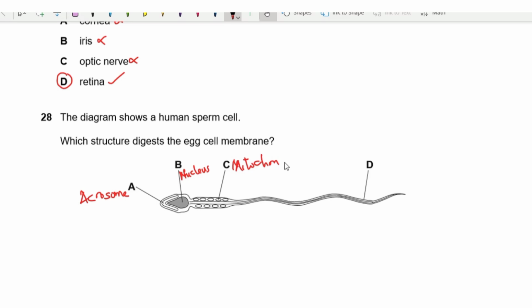Okay, while D is obviously the tail. Alright, now the acrosome contains enzymes. So these enzymes are the ones that digest the egg cell membrane. So our answer is option A. That makes option A our perfect answer. Now we'll move to question 29.